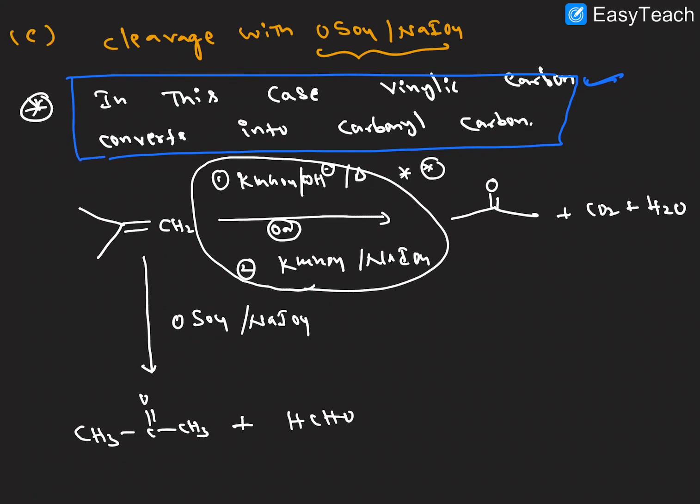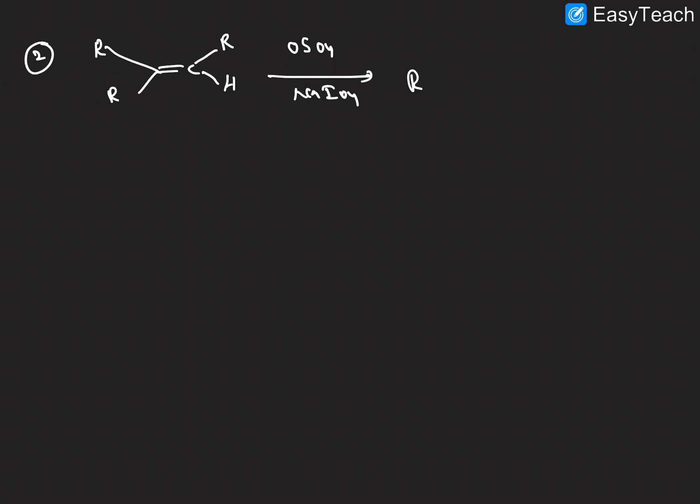Right, this is example number 1. Next we will discuss example 2. In example 2, one side of the alkene has 2 substituents, the other side has hydrogen, with osmium tetroxide plus NaIO4. Here a similar ketone is forming, and one side is an aldehyde. I hope it is clear. This side is an aldehyde, and this side can form a ketone, right?